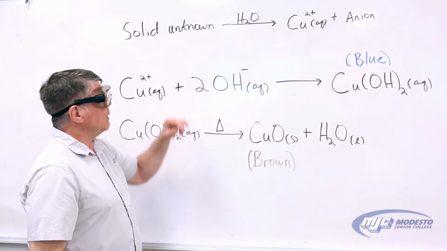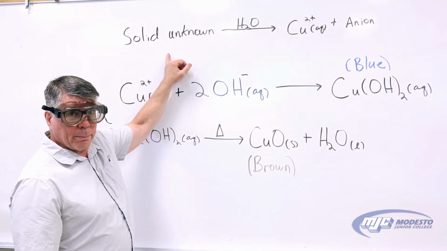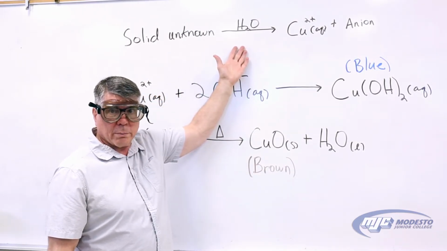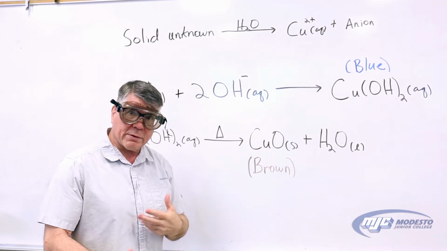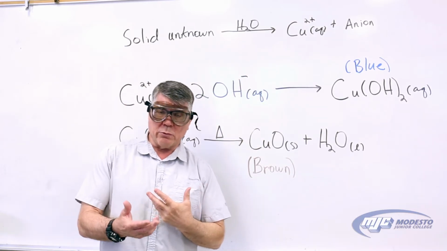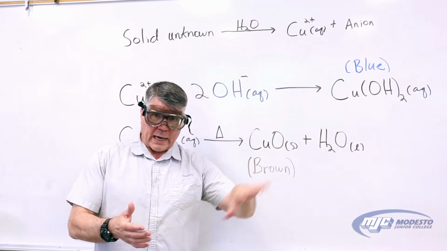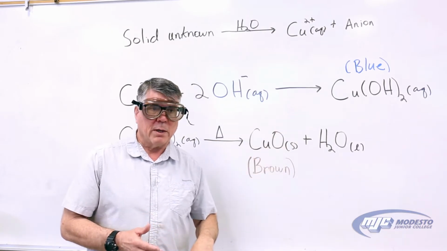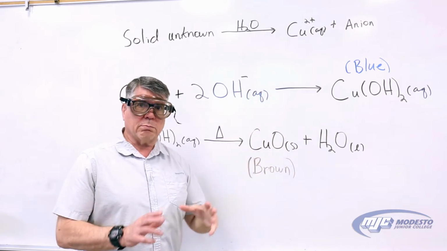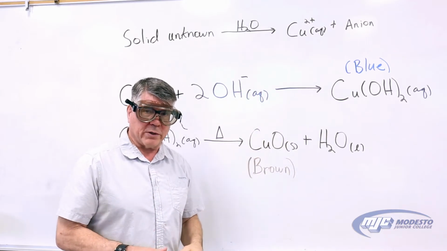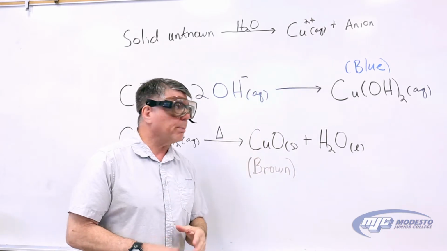What we do, guys, is we take our solid unknown that we've weighed out and dissolve it in water. All of these are soluble in water, so at that point we have a copper two ion floating around in solution and the anions, which we don't care about anymore. Copper two ion, when it's in solution, gives that solution a bright blue color. You'll be able to see it really easily, and that's a sign that there's copper there.